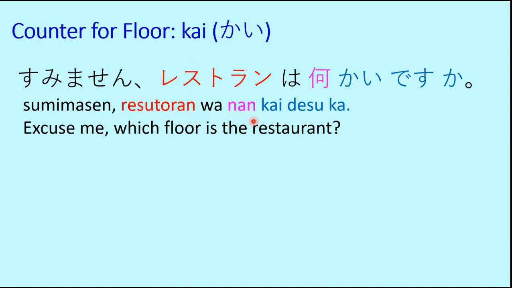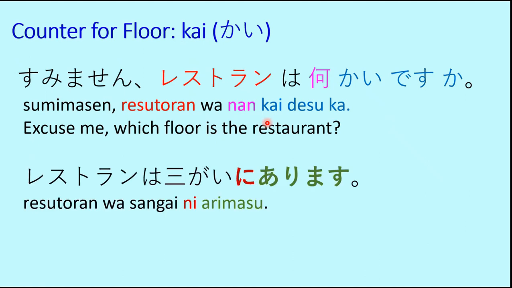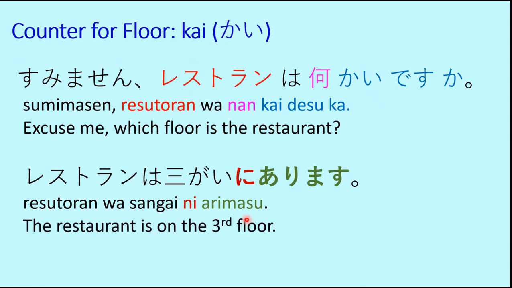Sumimasen, restaurant wa nankai desu ka? So the answer is restaurant wa sangai ni arimasu. So as you can see, this is a new thing for you. Ni arimasu. Restaurant wa sangai ni arimasu. That is, the restaurant is on the 3rd floor.